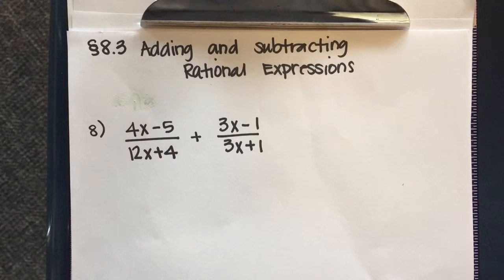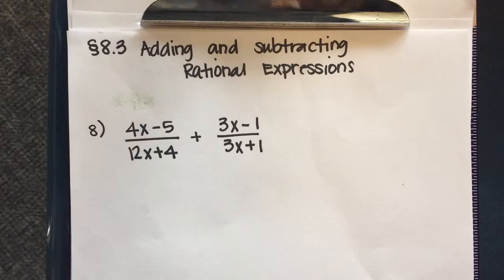In 8.3, we're still working with rational expressions. We are now adding and subtracting, which is a little more difficult actually than the multiplication and division. Remember that they are fractions, so all fraction rules are also going to apply to these. To add and subtract fractions, you need to have a common denominator. So I need to get the denominator of these two fractions to be equal. And it's helpful to factor them first if you can.